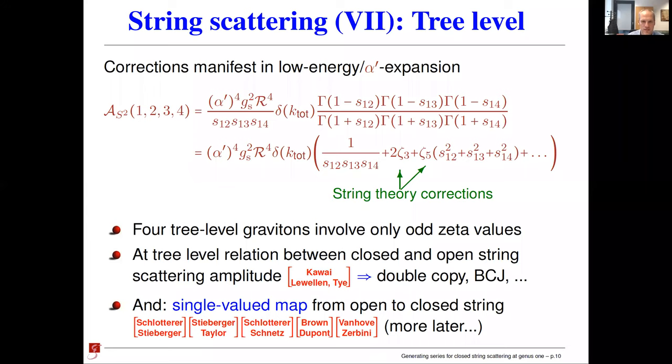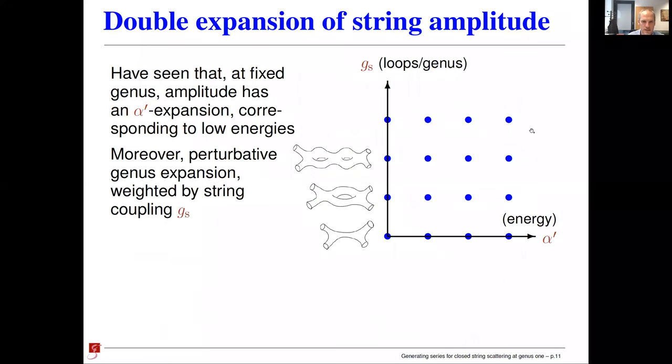Now let's, at tree level, take a step back and look at this again from a more general perspective. So what we have seen is that a scattering amplitude in string theory has this low energy expansion that I called alpha prime, and I've drawn it in this direction here. So the formula with the many gamma functions summarizes this whole line for tree level, but there's another expansion that you have for string scattering amplitudes, which is the perturbative expansion, which here in this picture means taking Riemann surfaces of higher and higher genus, which changes the way they're weighted with a string coupling. So this is a very well-known concept that you have these double expansions of scattering amplitudes.